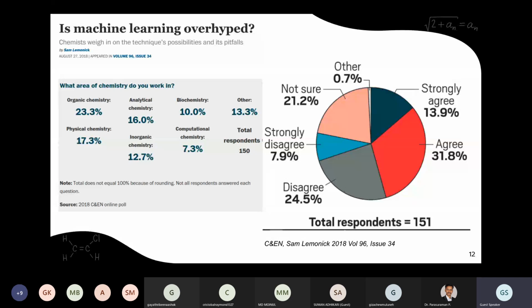So here you can see, of about 151, 23% were organic chemists, but only 7.3% were computational chemists. And it is understandable, because computational chemists already have tools to predict whatever properties they're looking at. But we are still also working on that. Some of the methods will take hours or days to finish. But using machine learning models, we are trying to see whether we can speed up the calculation time.